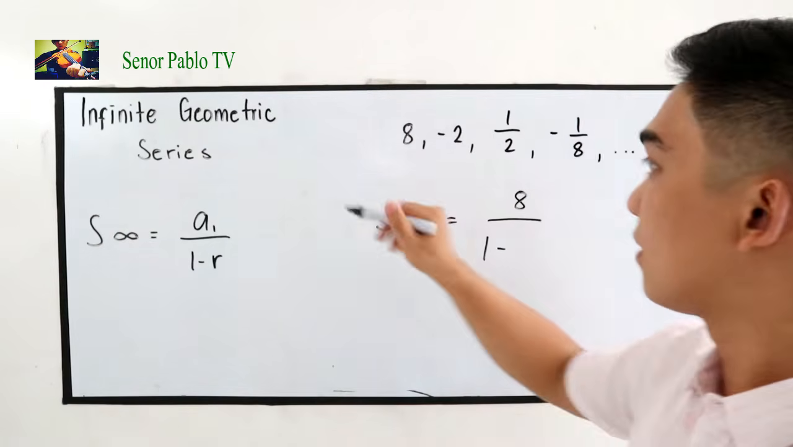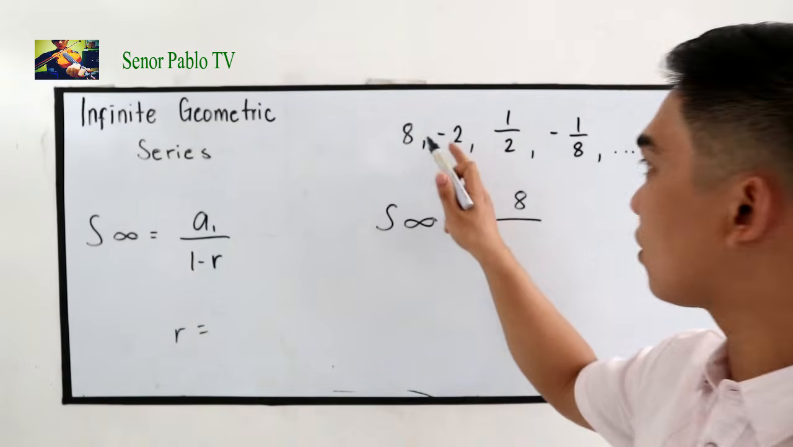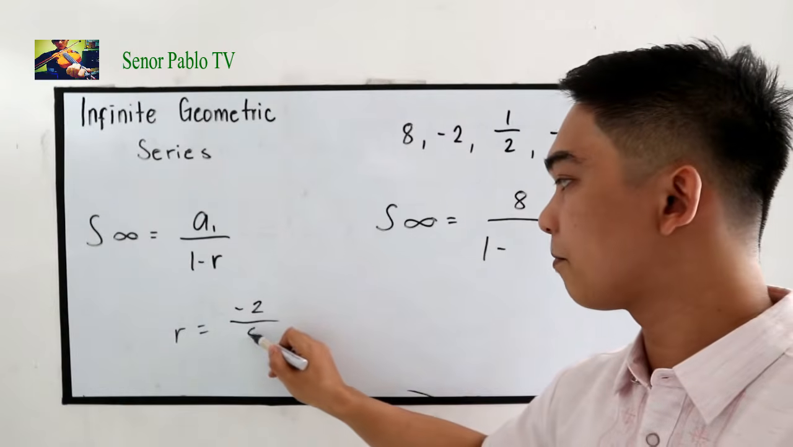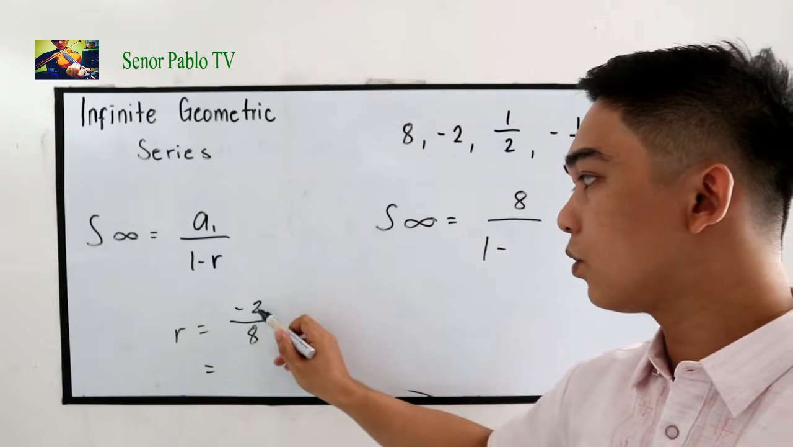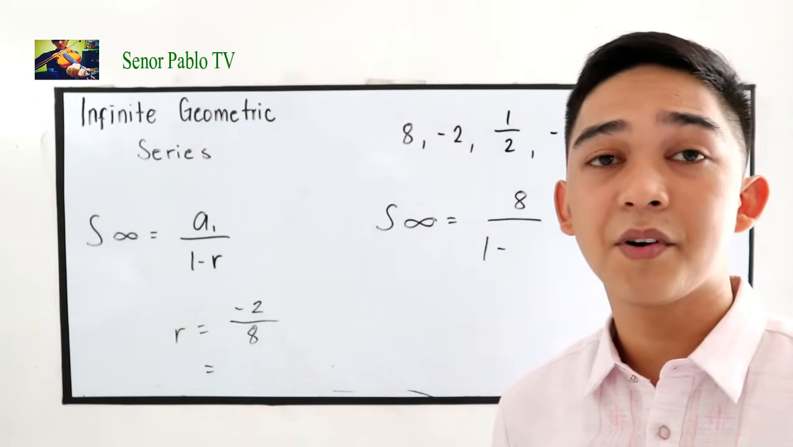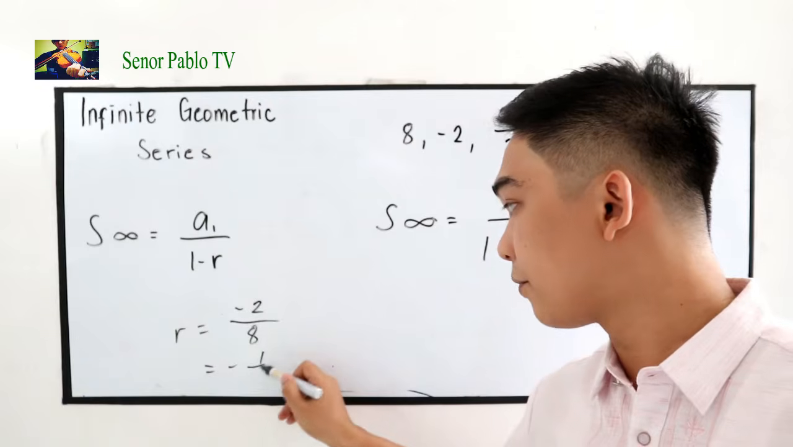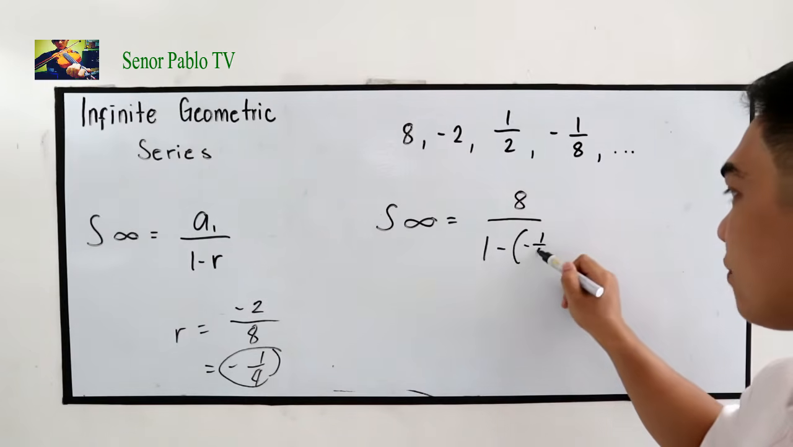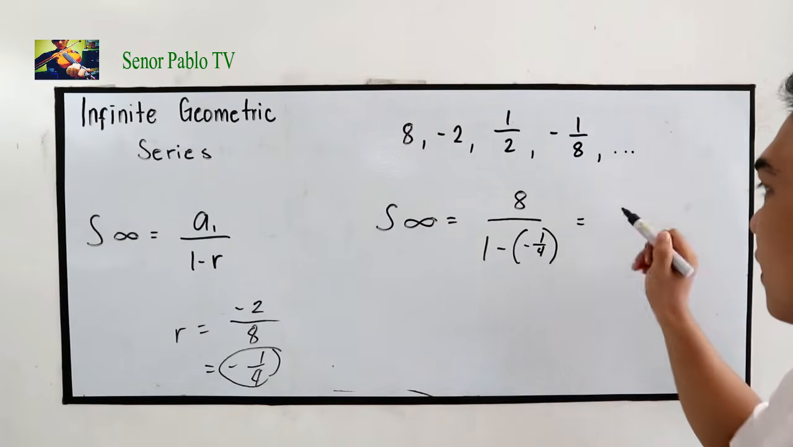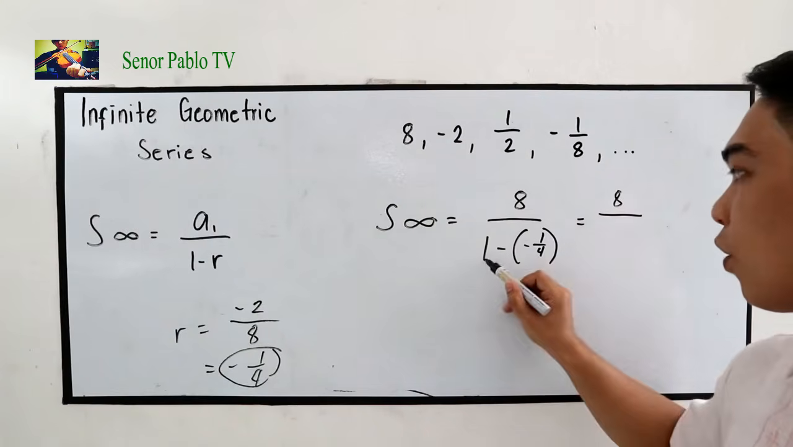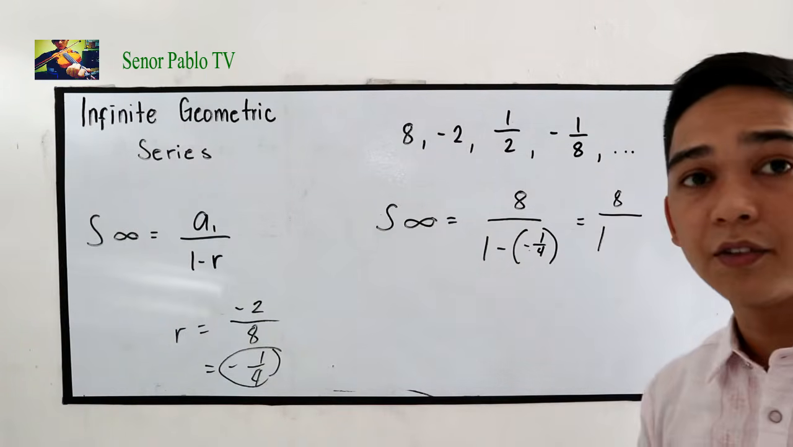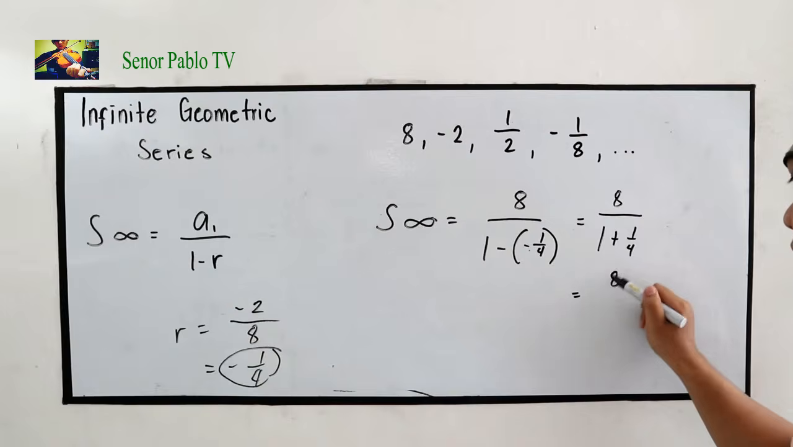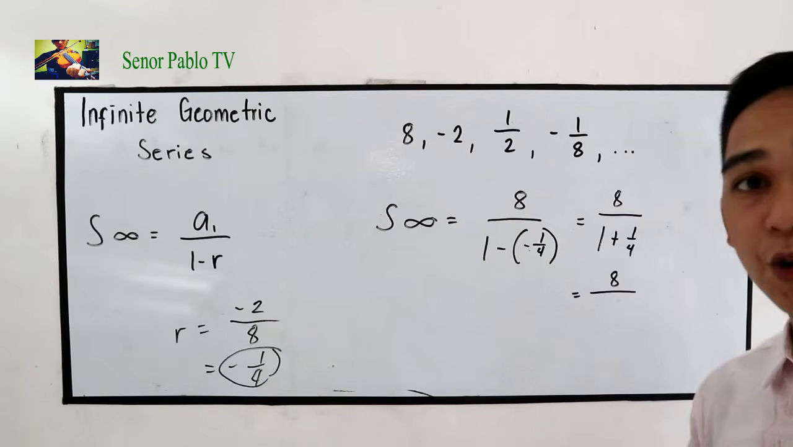So, hanapin muna natin. So, ang R natin dito sa case na to is A2, negative 2, over A1, which is 8. Negative 2 divided by 8 can be written in simplest form. So, negative 1/4. So, minus negative 1/4. So, 8 over 1, negative times negative, that will become positive 1/4. So, 8 over 1 plus 1/4.